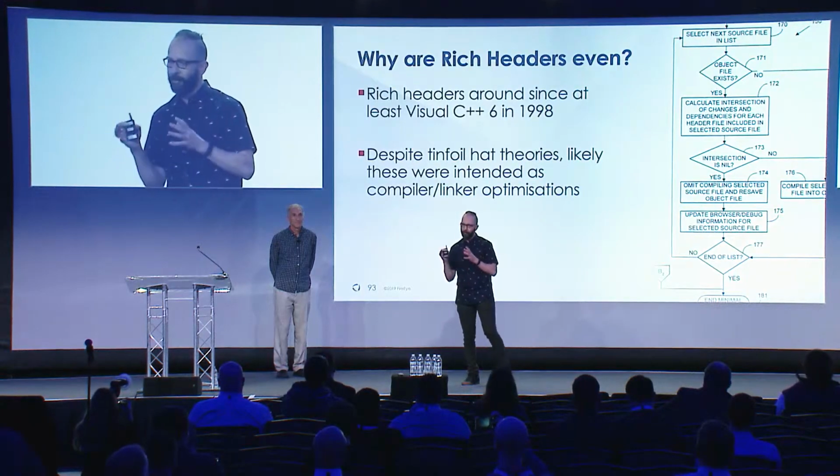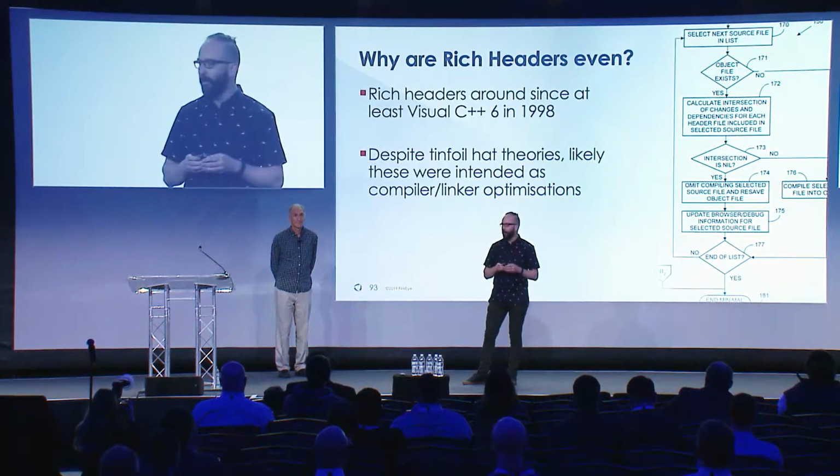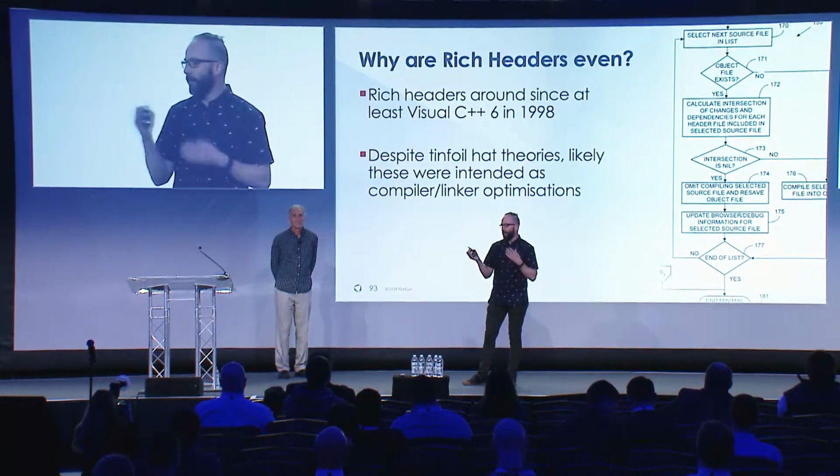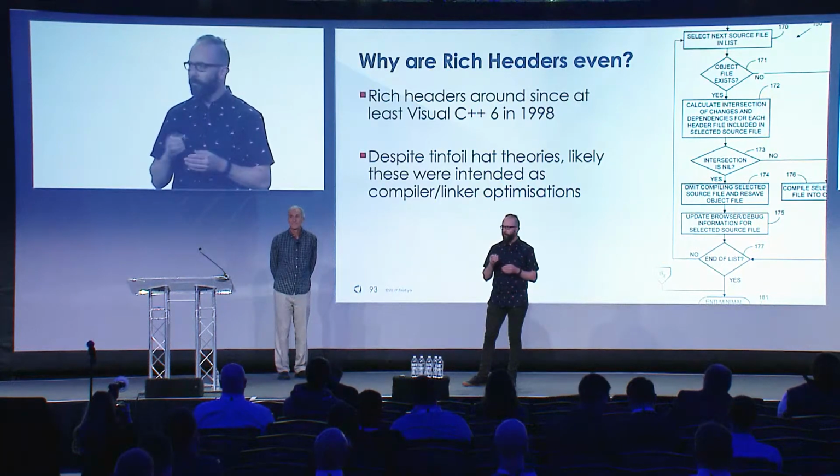So first of all, why do rich headers even exist? They've actually been in executable files since 1998. They're an artifact that is left in there when you compile a binary. There were a lot of tinfoil hat theories when they were initially discovered: oh my God, this is Microsoft putting some sort of tracking beacon in our files, and what is this thing? Because no one really understood it. It wasn't a documented format.